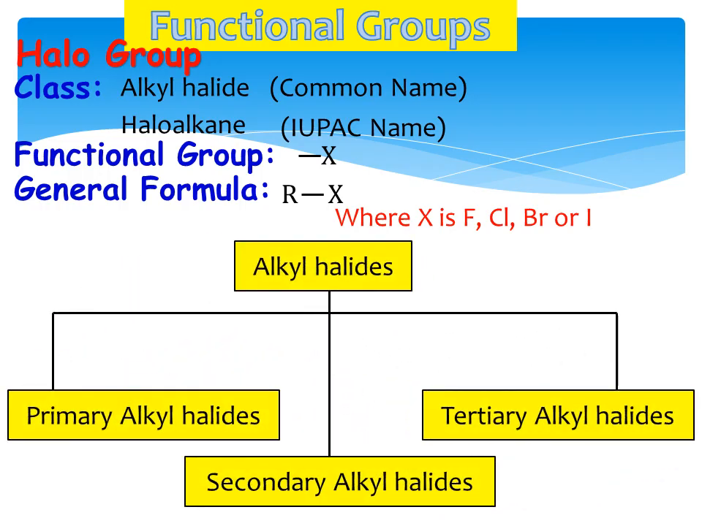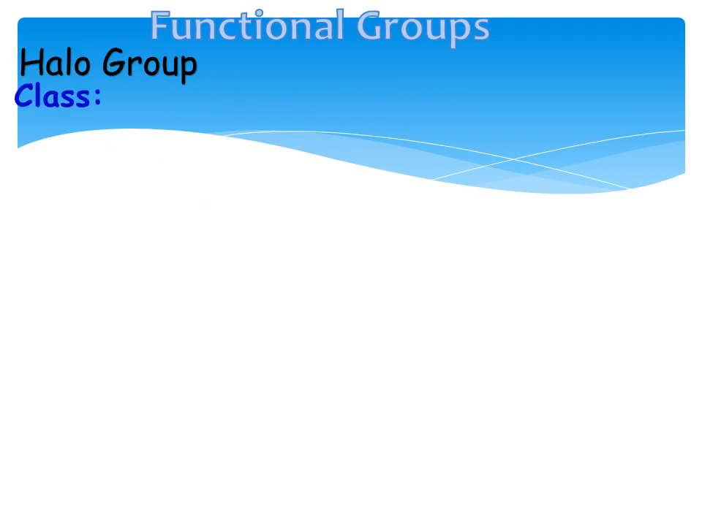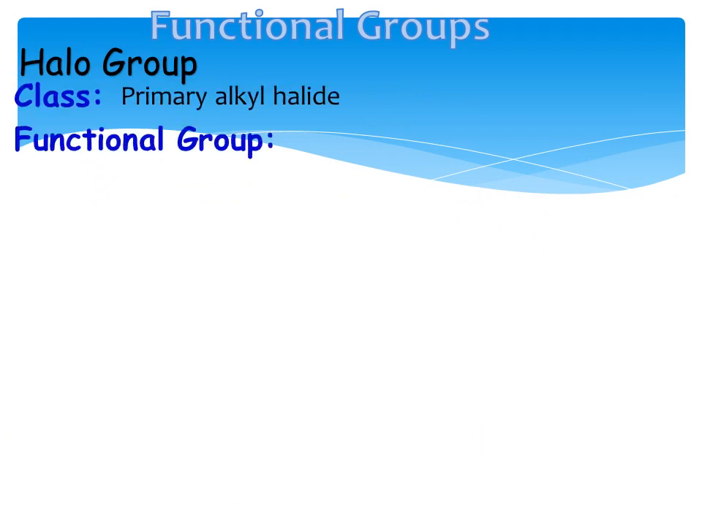When you put R over here, it gives you a general formula where X is fluorine, chlorine, bromine, or iodine. Okay, now over here again you come across the classification of alkyl halides, but this classification is exactly similar to that of alcohols. It might be primary alkyl halides, secondary alkyl halides, and tertiary alkyl halides, exactly similar to the classification which you have already studied in the case of alcohols.